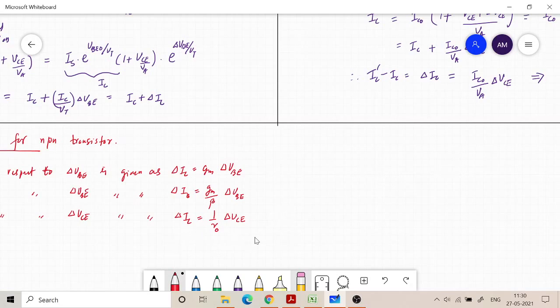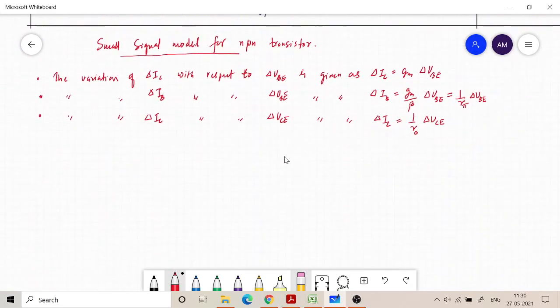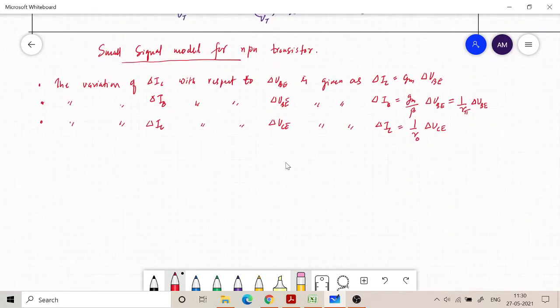So this is basically 1 by R pi into delta VBE. So we have basically three quantities: GM, 1 by R pi and 1 by R0, putting those things into what is called a small signal model. Provided we are operating the device, that is the NPN transistor, at a DC operating point, on top of that if you vary delta VBE or delta VCE, then delta IC is going to vary in this fashion.